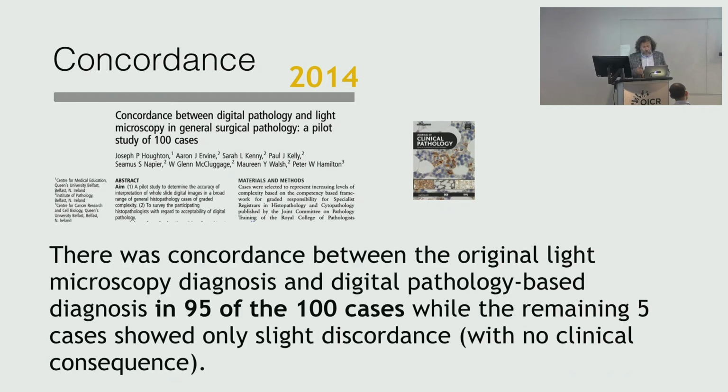For example, you take 100 cases and give them to one pathologist and say, look, diagnose them based on the image. Then wait 2 weeks, don't do anything, and look at the same 100 patients again, this time diagnosing them with a microscope. Would we get the same result? 95 out of 100 in this study had the same result, and the 5 discrepancies were only slight discordance.